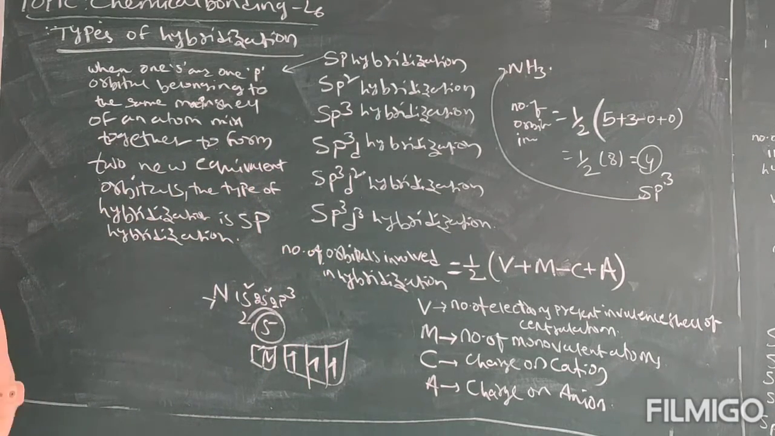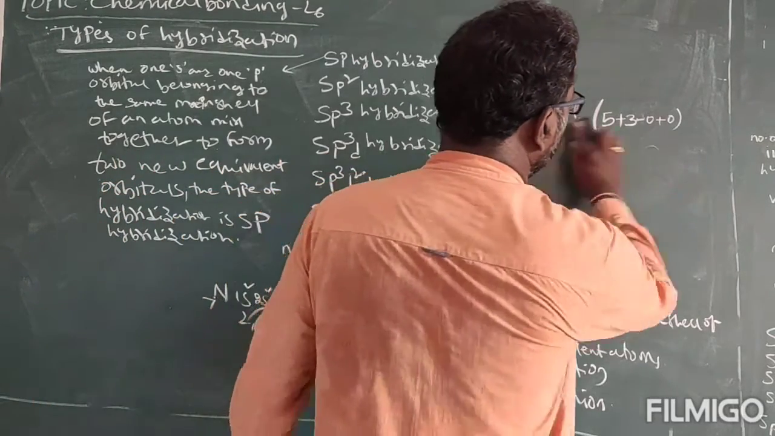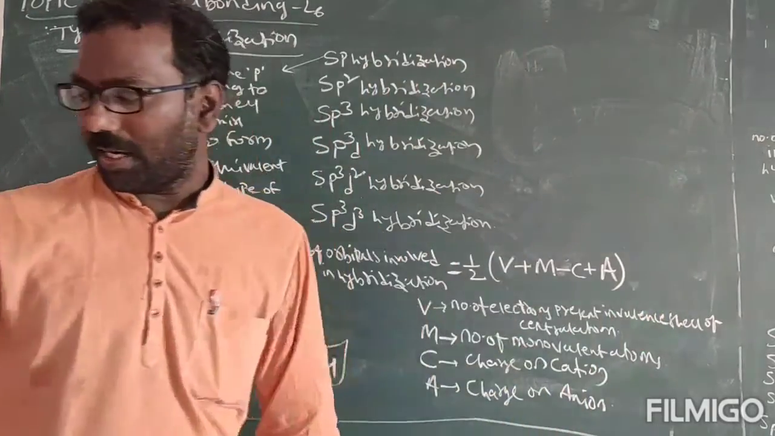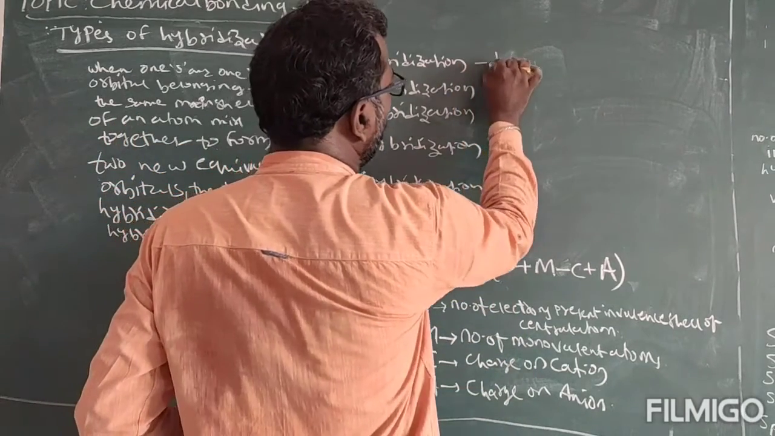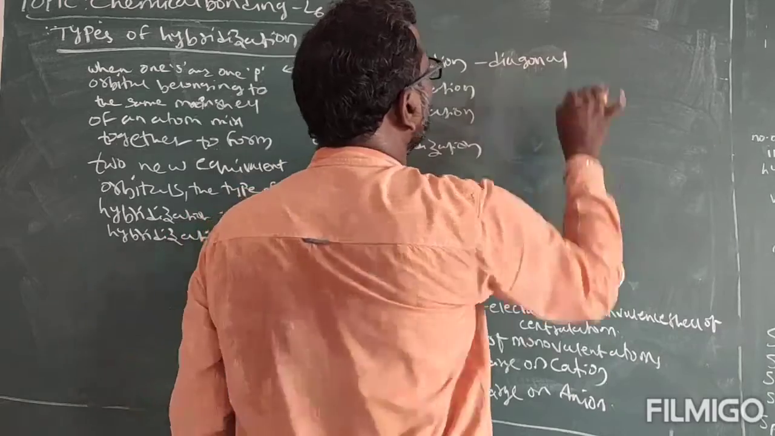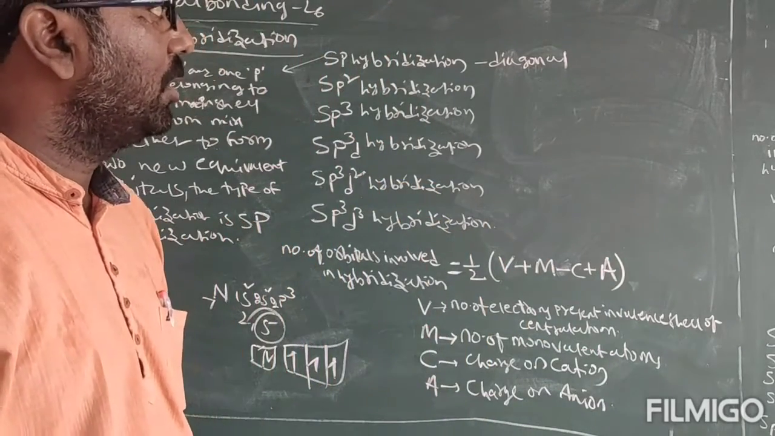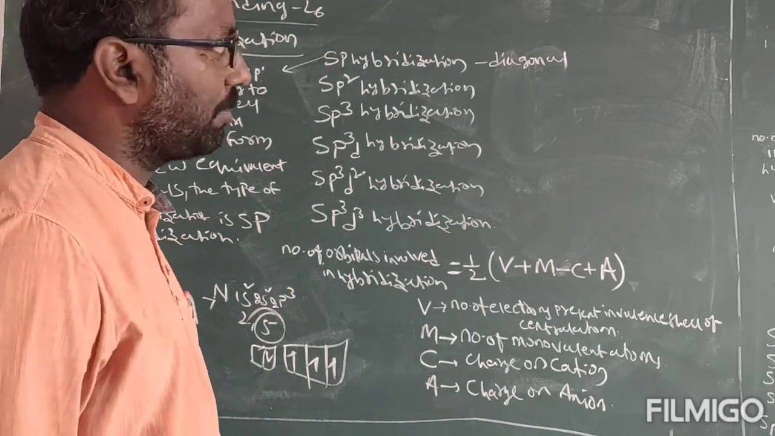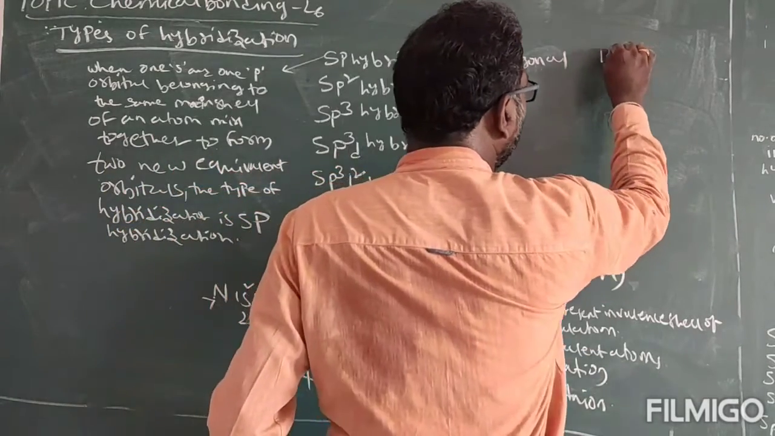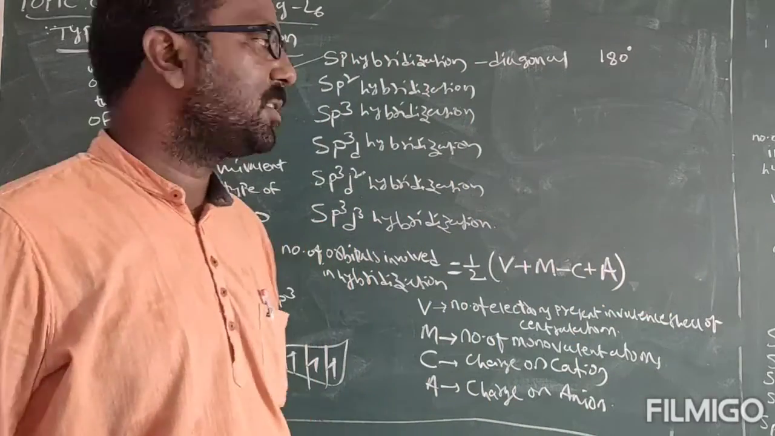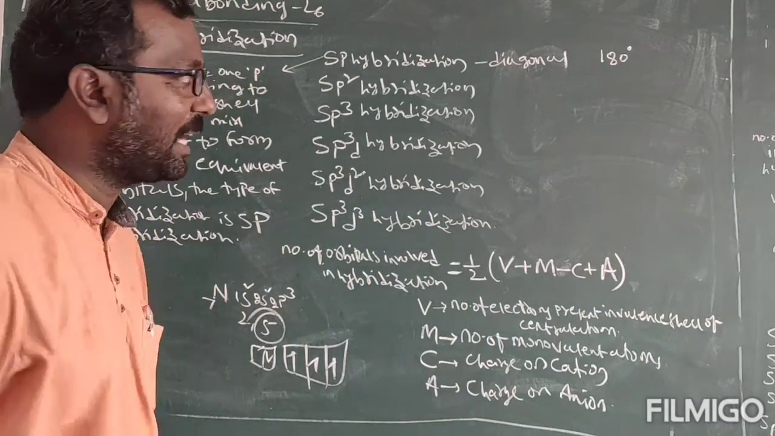We call it sp3 hybridization. Now regarding the shape and angles, we will see them now. What are the shape and angles of all these? And then we will stop our discussion. The sp hybridization shape is a diagonal shape. And diagonal means what? Axis. So the angle will be 180 degrees. The sp hybridization angle is 180 degrees.